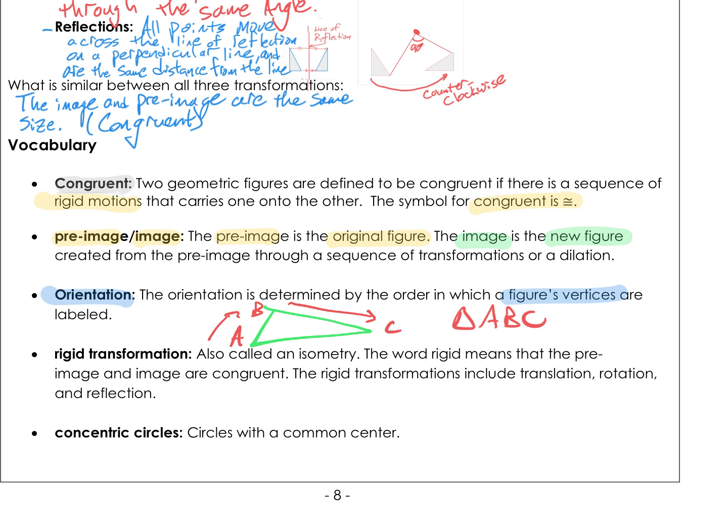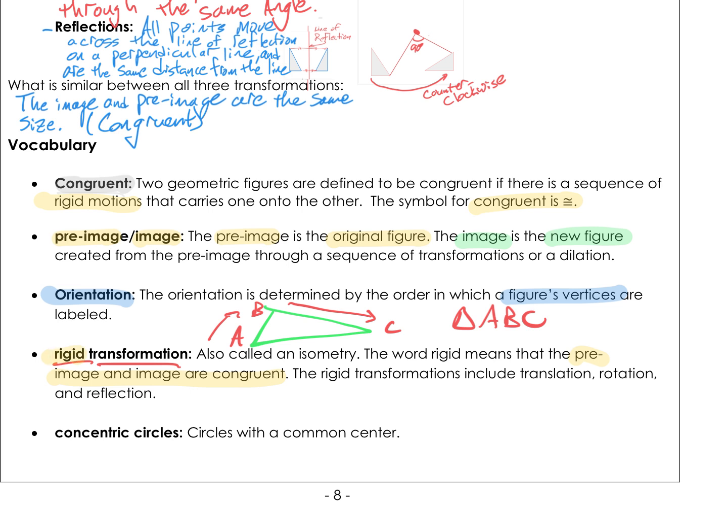We have these rigid transformations, as we call them. These three transformations are rigid because they don't change the shape. It just means that the pre-image and the image are congruent. That's the big idea. It's rigid if they're both congruent.